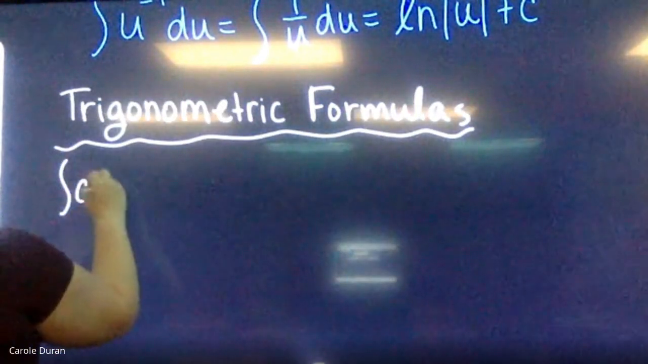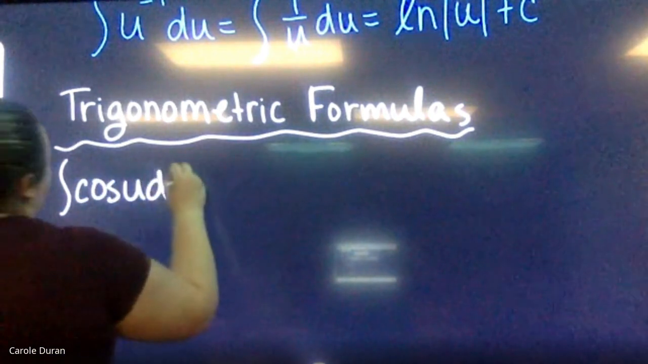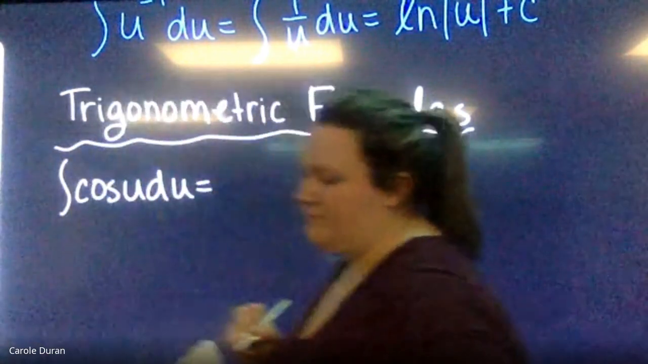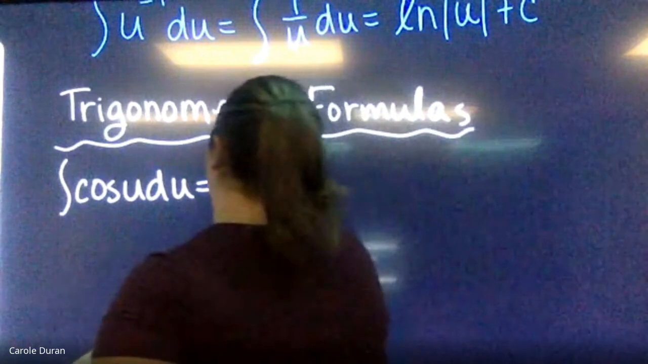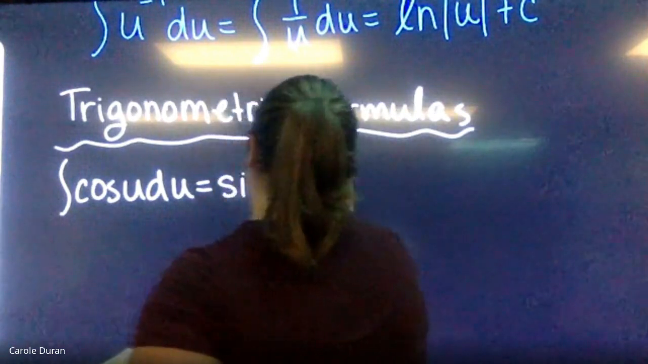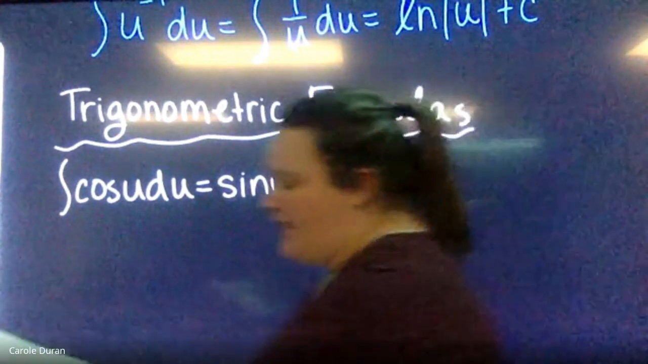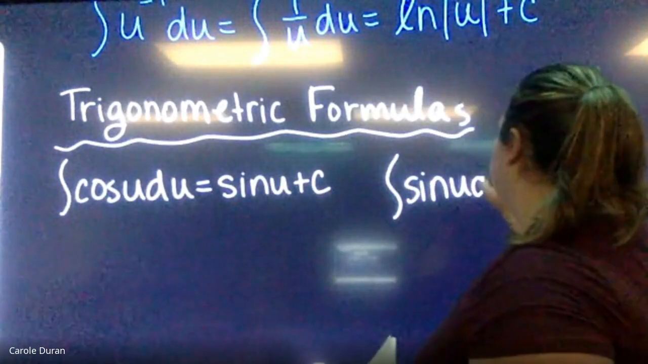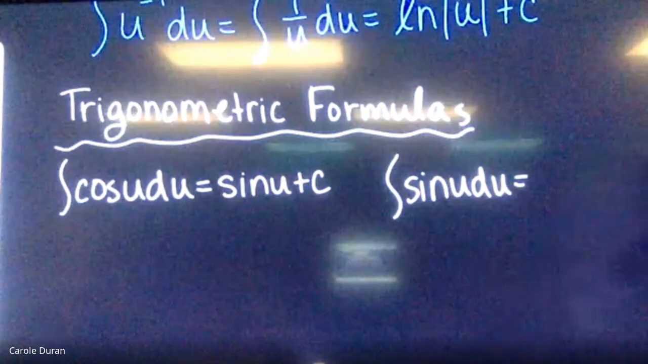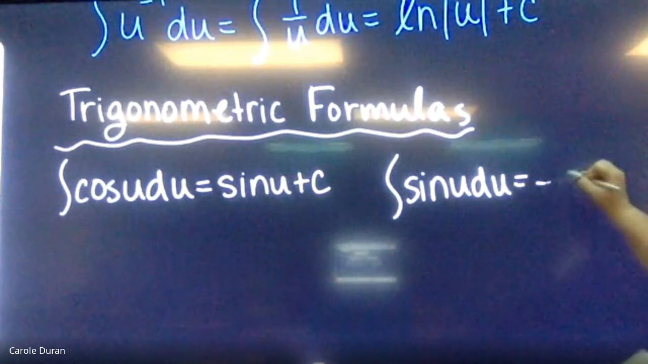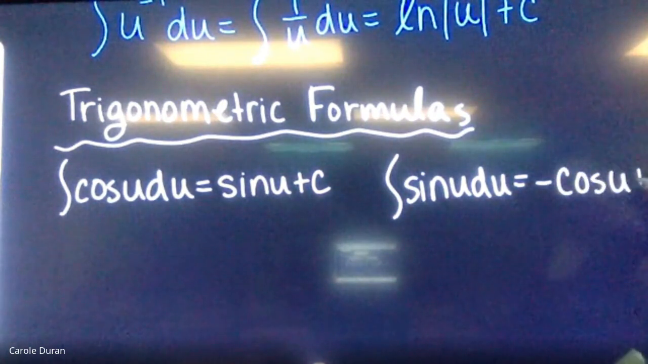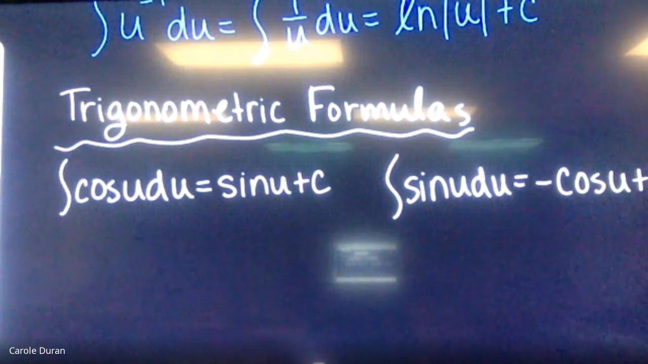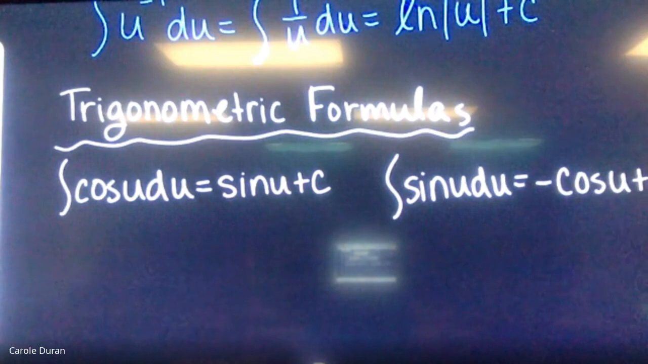So if I'm taking the antiderivative of cosine, what is its antiderivative? Positive sine. If I'm taking the antiderivative of sine, what is the antiderivative of sine? Negative cosine. It's no different than having an x. Because we're going to be doing u-substitution, so it's just nice to see it in a function.